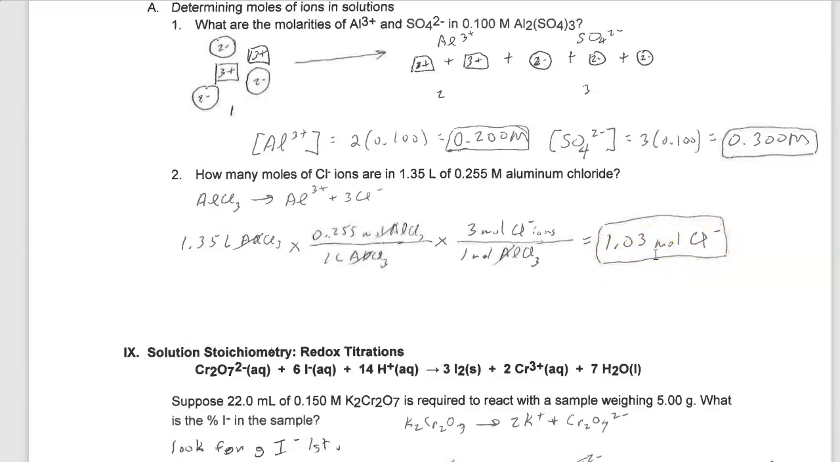What if, hypothetically, I'd asked you how many chloride ions are there? How would I get from moles of chloride ions to actual chloride ions?